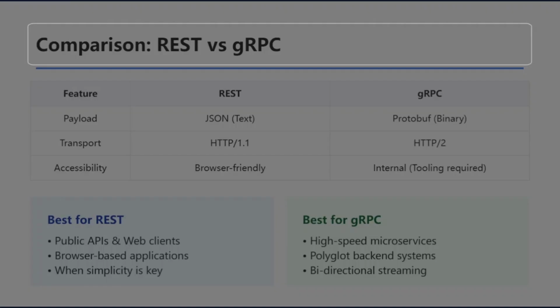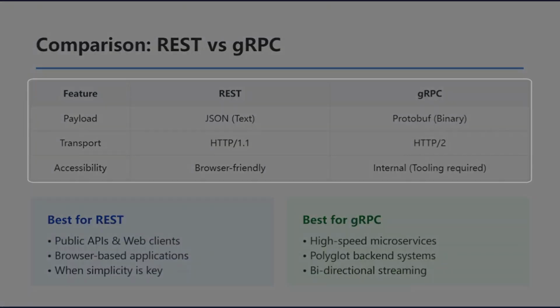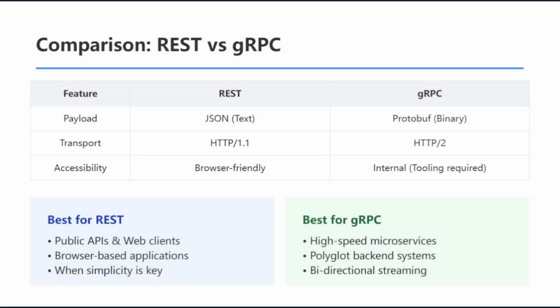Building on what we just covered, let's put these two protocols side by side. Choosing between REST and gRPC isn't about which one is better overall, but about which one is the right tool for your specific architecture. Looking at this comparison table, the fundamental shift is in how data is packaged and moved. REST uses JSON, which is human-readable and great for debugging, while gRPC uses protobuf, a binary format that is significantly faster and smaller, though harder for us to read directly.